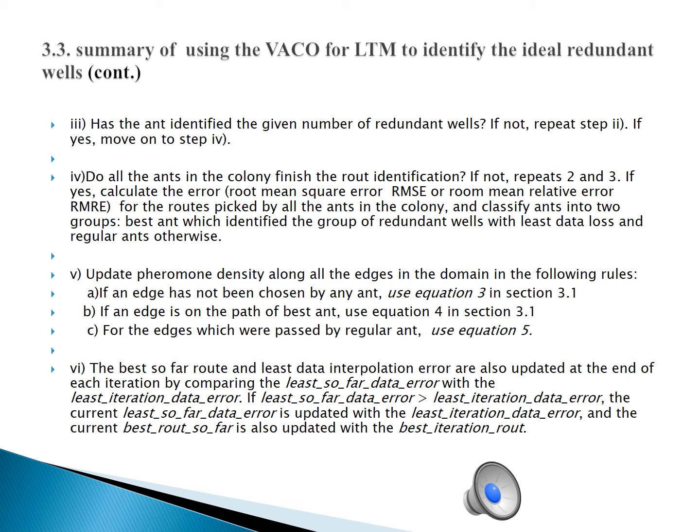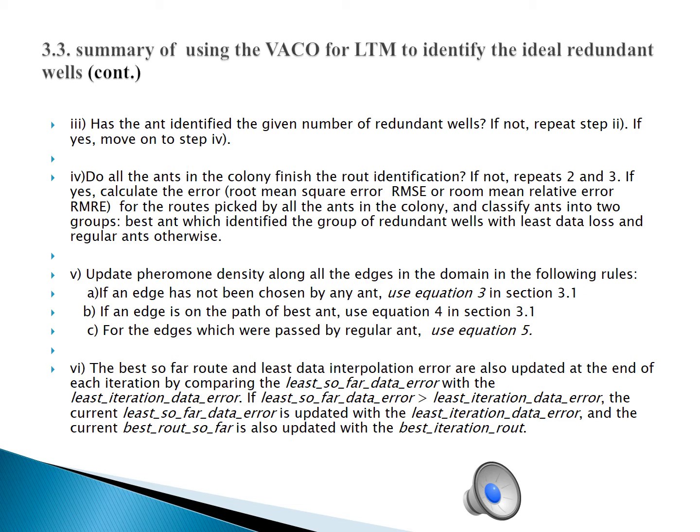5. Update pheromone density along all the edges in the domain with the following rules. A. If an edge has not been chosen by an ant, use equation 3 in section 3.1. B. If an edge is on the path of the best ant, use equation 4 in section 3.1. And C. For the edges which were passed by regular ants, use equation 5.